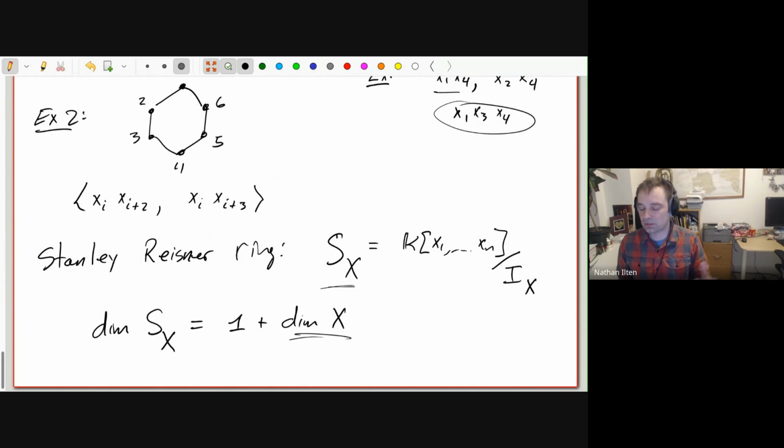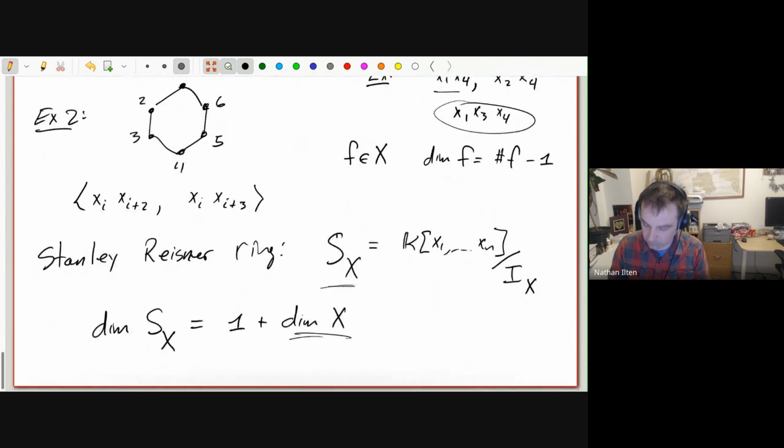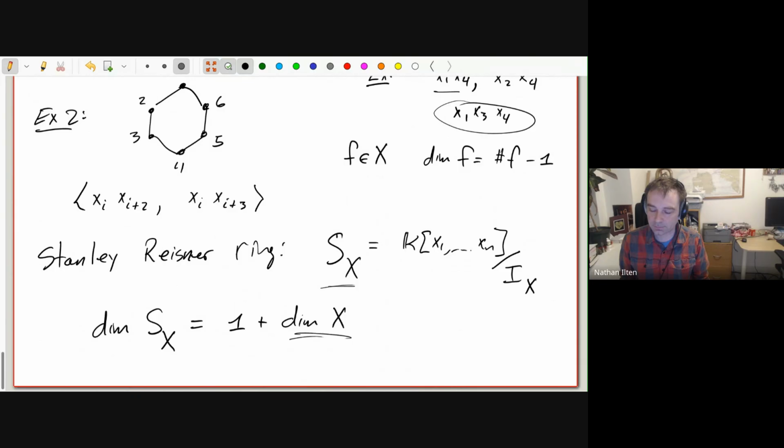So the dimension of any face, let me put this up here. If I have some face in my simplicial complex, the dimension of the face is just equal to the number of elements in the face minus 1. This sort of checks out with this picture here, where this face with 3 elements looked like it has dimension 2. And the dimension of the complex is just the maximal dimension of any face. So that's one example of an algebraic invariant that we can read off from the combinatorics. Sorry, by dimension you mean the full dimension of the ring? That's right, the Krull dimension of the ring.